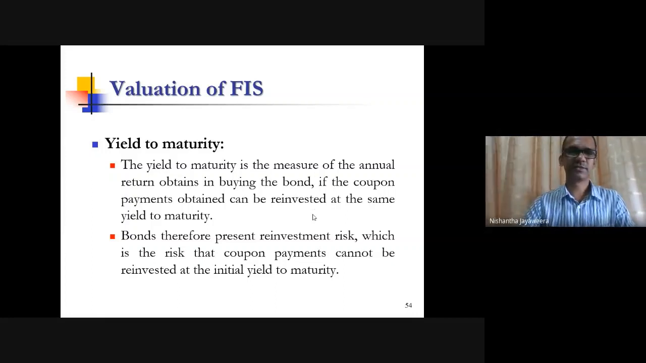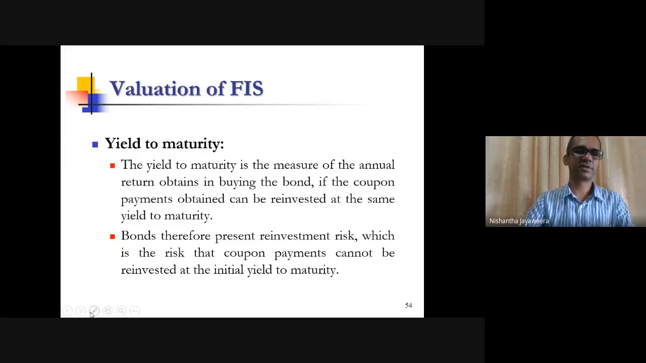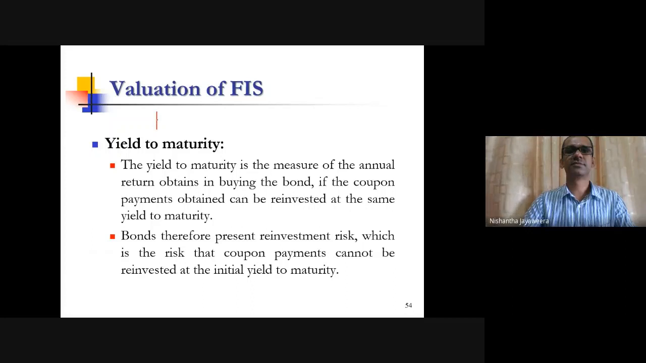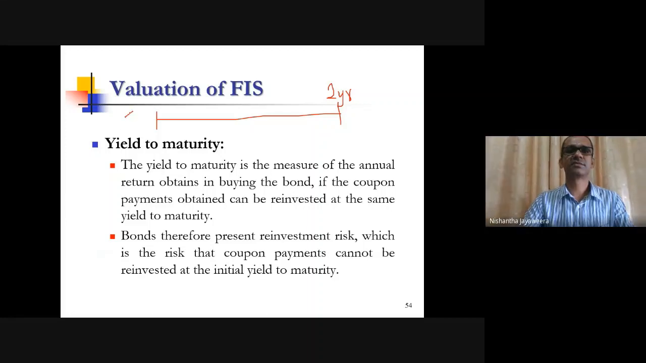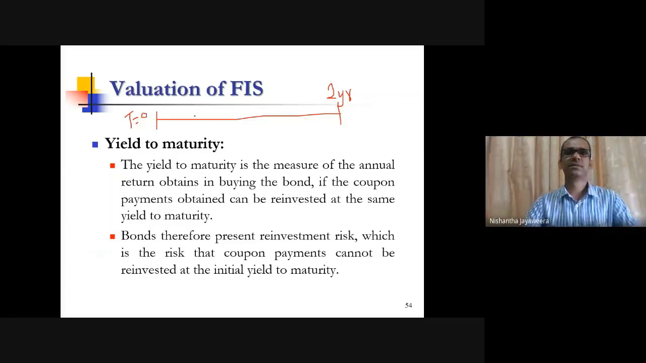Did you get it? So if I explain it, say a 2-year bond, this is time equals 0, semi-annual, then there would be 4 cash flows. You receive a coupon here.